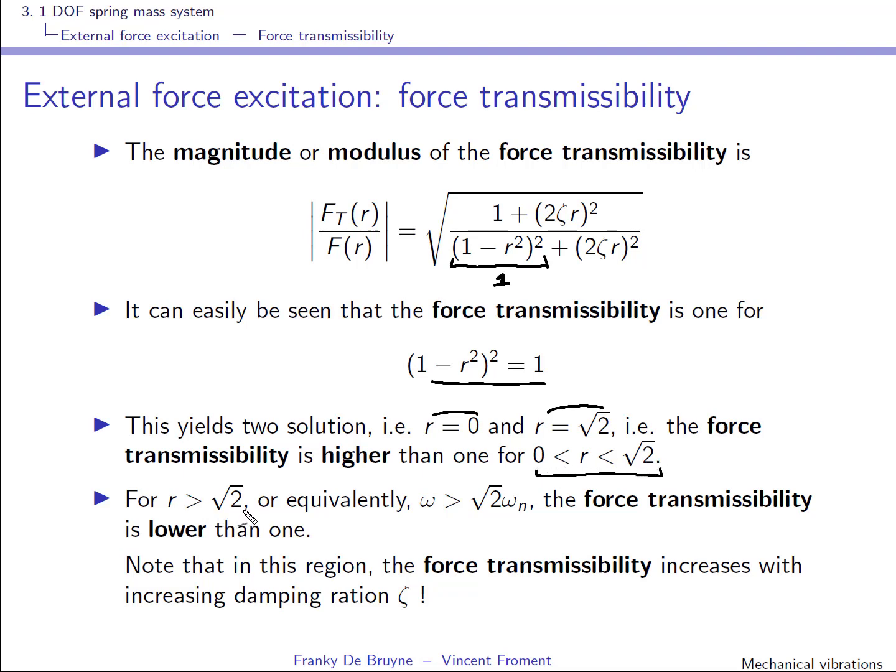For r that is larger than square root of 2, or equivalently when omega is larger than square root of 2 times the natural frequency, then this transmissibility is lower than 1. We will see also that the force transmissibility in this region, this region here, increases with increasing damping ratio.